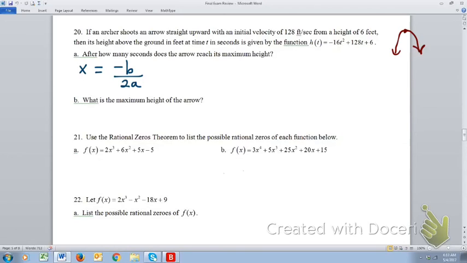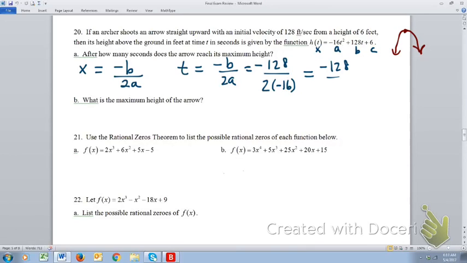Now notice here that really t is acting like x because that's our input value, which represents time. So really it's t equals negative b over 2a. Notice a is negative 16, b is 128, and c is 6. So I've plugged in negative b over 2 times a, that'd be 2 times negative 16. So this will be negative 128 over negative 32, which is 4.